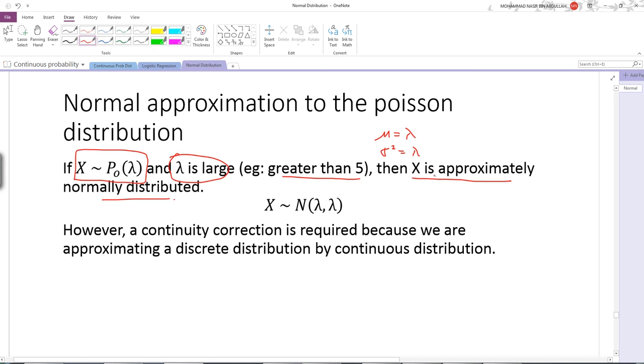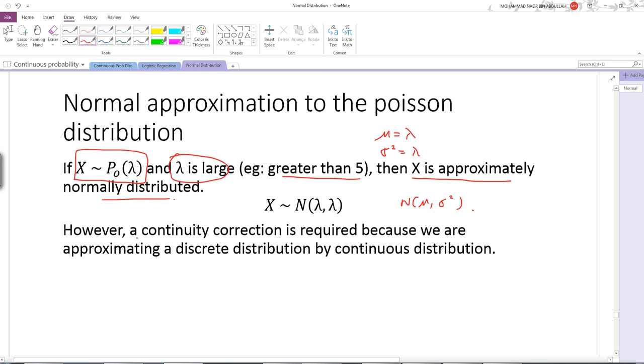Right, for Poisson distribution, remember, variance is equal to lambda. Oh sorry, lambda, not lambda squared. So the mean is equal to lambda, and the variance is also equal to lambda. Remember in normal distribution we have N(mu, sigma squared), right?